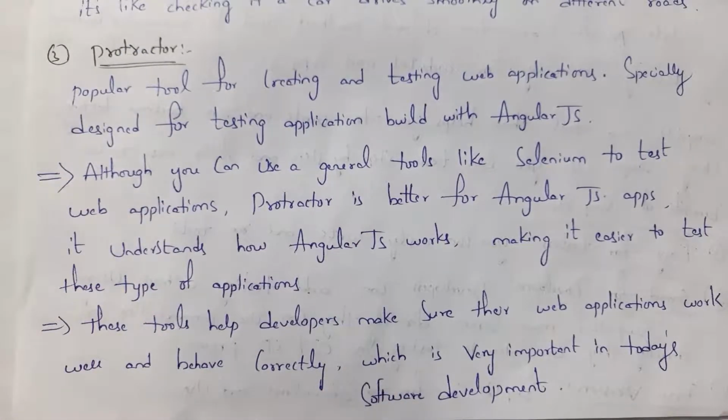By using tools like Karma, Jasmine and Protractor, we can test applications that are built with AngularJS. And we can check whether the application is working correctly or not. So this kind of testing is very important in today's software development.